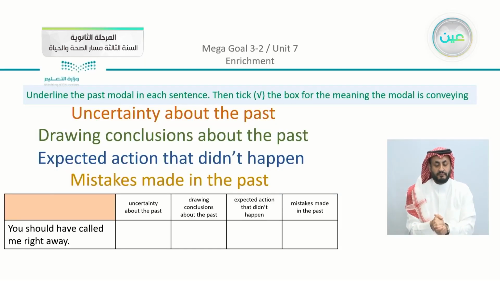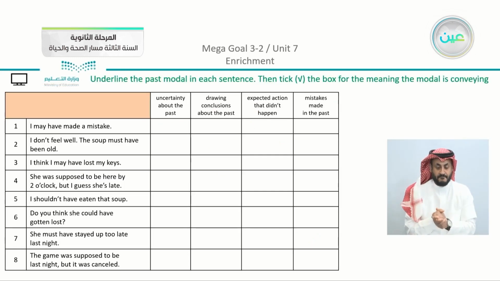So for example, we have the first one: you should have called me right away. Which one do you think? Do you think it is uncertainty about the past, or drawing conclusions, or expected action that didn't happen, or mistakes made in the past? So when you read the sentence, we decide that it is, yes, mistakes made in the past, because we have here the modal should have.